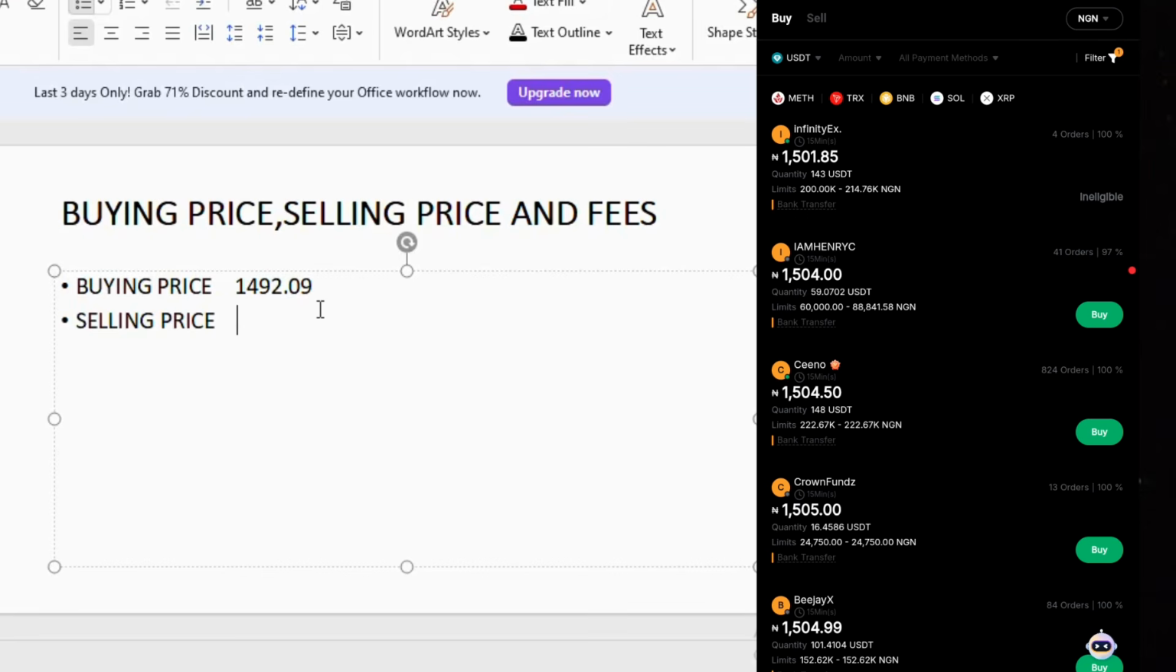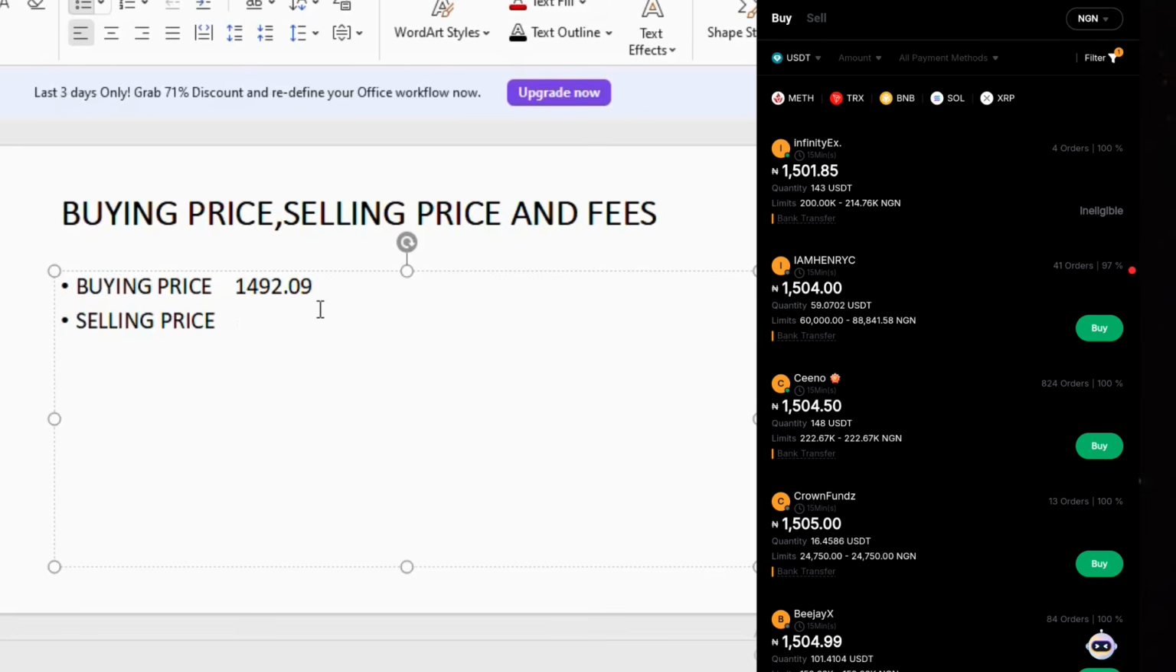For example, I want to buy USDT right now. If I click on buy, which means I want to buy your USDT, so that you use the opportunity to sell your USDT to me. So once I'm on the buying area, this is selling for you. If I want to buy from any of these guys, they are all merchants. It means they want to use the opportunity to sell their USDT to me. Remember that if I'm buying from them, I'm paying with Naira. Then the merchant is giving me USDT, which means the merchant is selling their USDT to me.